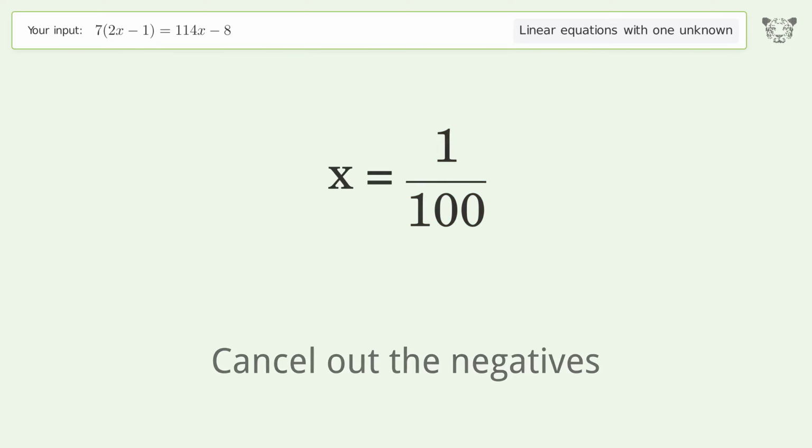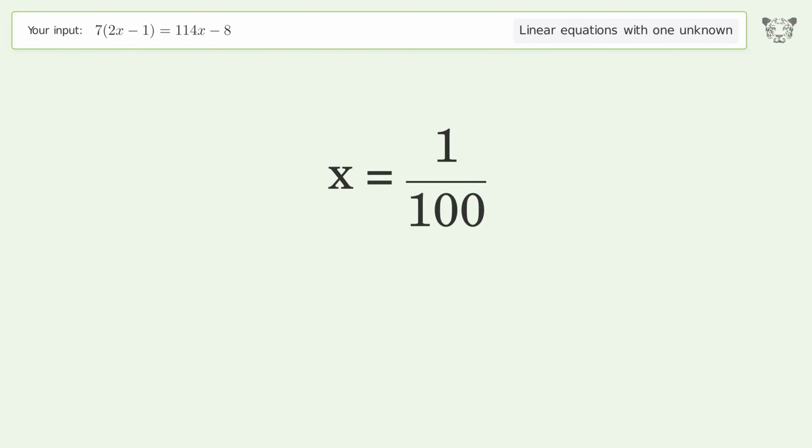And so the final result is x equals 1 over 100.